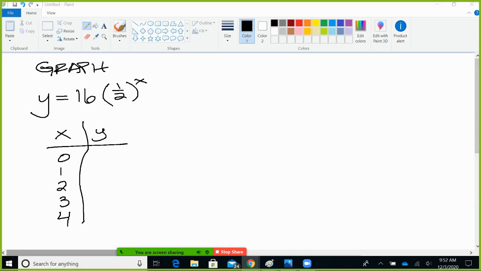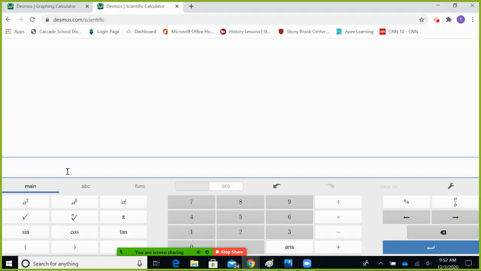All right, I'm going to show you an example of how to graph these exponential functions using the Desmos scientific calculator. I don't want you to just go and put this equation into the graphing calculator to show me the graph. I want you to do it on the calculator.